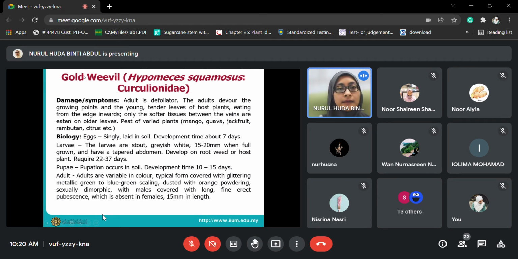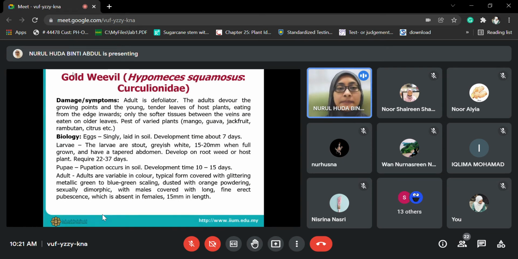And for the gold weevil, okay, kenapa dia dapat nama gold? It's actually due to the color of the adult. It's almost glitter like a gold. Maksudnya dia ada scale that seolah-olah kamu nampak dia macam glitter. Later we will see the picture. But for the damage, adult is the defoliator. Okay, defoliator meaning that they eat on the leaf.